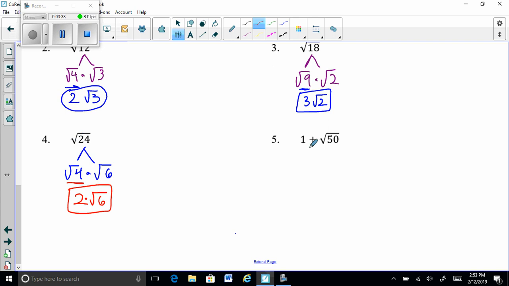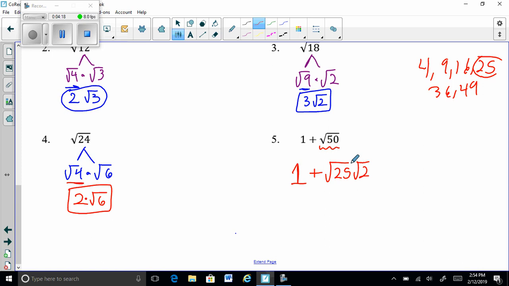Okay, number 5, what they do is basically they're adding a whole number with a radical. And so really we just need to focus on this part right here. The 1 is going to be there, but it's not really going to change much from what we've seen so far. So I'm going to have 1 plus square root of 50. So you remember our perfect squares. We've got 4, 9, 16, 25, 36, 49, and so on. You can play around with this in the calculator, but hopefully 25 is going to jump out to you. So we're going to go ahead and break that apart into the square root of 25 times the square root of 2. And so we can go ahead and square root the 25. So we're going to have 1 plus 5 square root of 2.